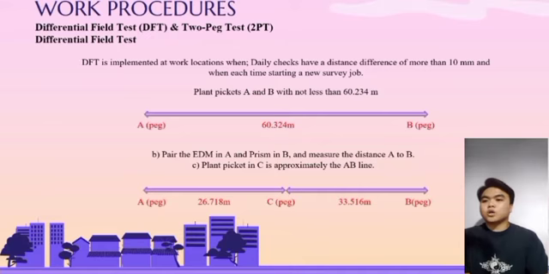First, what we need to do is plant pickets A and B with not less than 60.234 meters. Second, pair the EDM in A and the prism in B and measure the distance A to B. Third, plant picket C approximately on the AB line. The distance from picket A to C is 6.718 meters. The distance from picket C to B is 33.516 meters.